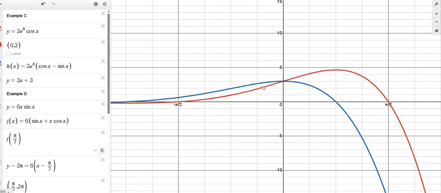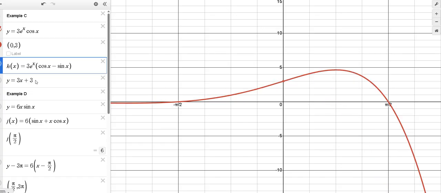One of the things that makes sense to me is that this function is increasing until we get to this point. What's the slope of the tangent line at that point? 0. And guess what? The derivative at that point is also 0. So that looks good. Then the function starts decreasing, and guess what? Then the derivative is negative. So that all makes sense. Let me hide this graph real quick. Let's throw in the graph of the tangent line, and bam, look at that.